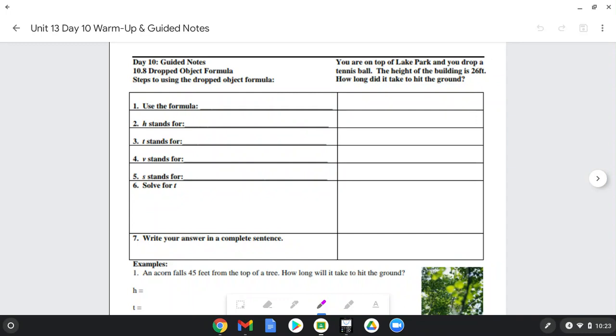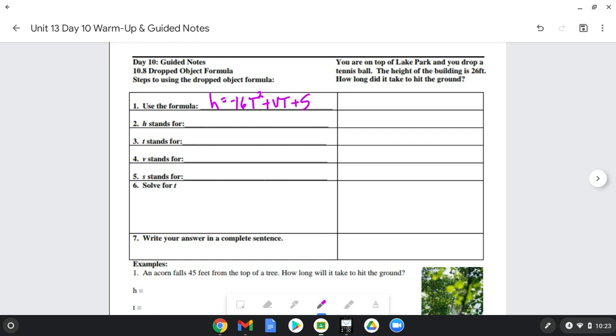Everything that we're doing today is going to be a formula that you will learn again, I believe, in physics, that will talk about how long it will take something to actually drop if you didn't have any wind resistance. And that formula is going to be the same formula over and over again for today and tomorrow, and I think the next day. It's h equals negative 16t squared plus vt plus s.